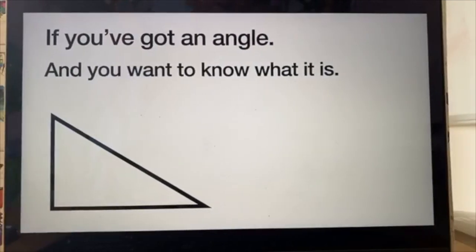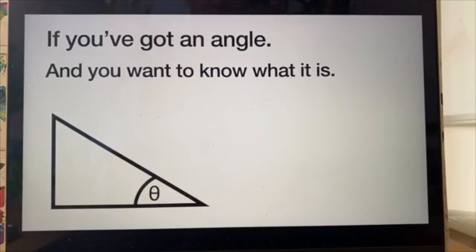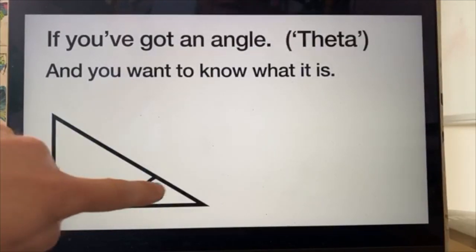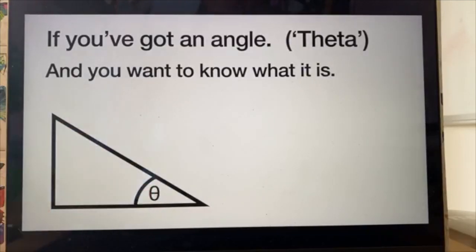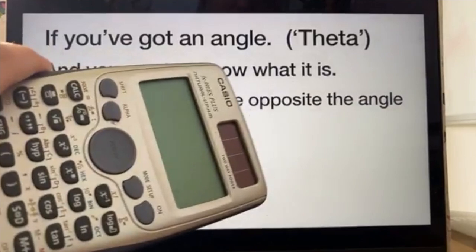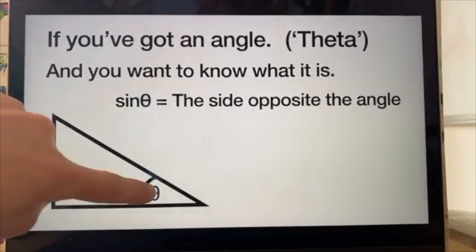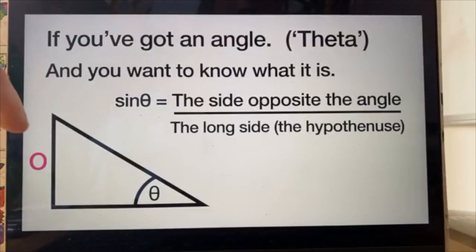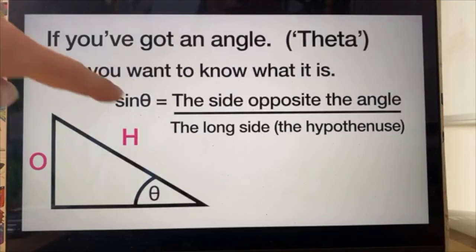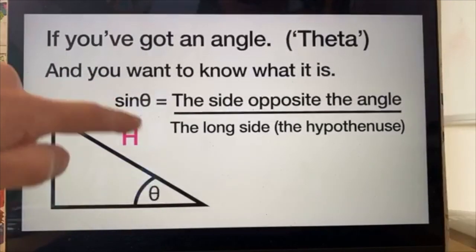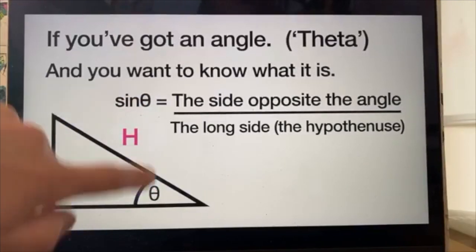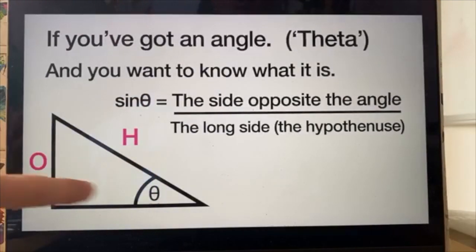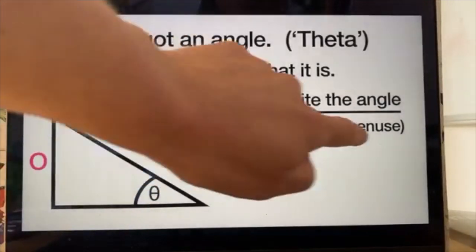If you've got an angle and you want to know what it is, here's what you do. Let's call the angle theta, just this little symbol. You want to know this angle? Well, you've got a calculator, hopefully, with sine on it. Sine of this angle equals the side opposite the angle, whatever that may be, divided by the long side of the triangle, which is the hypotenuse, okay? Some of you will never have heard of this, some of you will be very comfortable with this. The sine of theta, and we're not going to talk intimately about what sine is, it's on your calculator, and it means the opposite of the angle divided by the hypotenuse, okay?